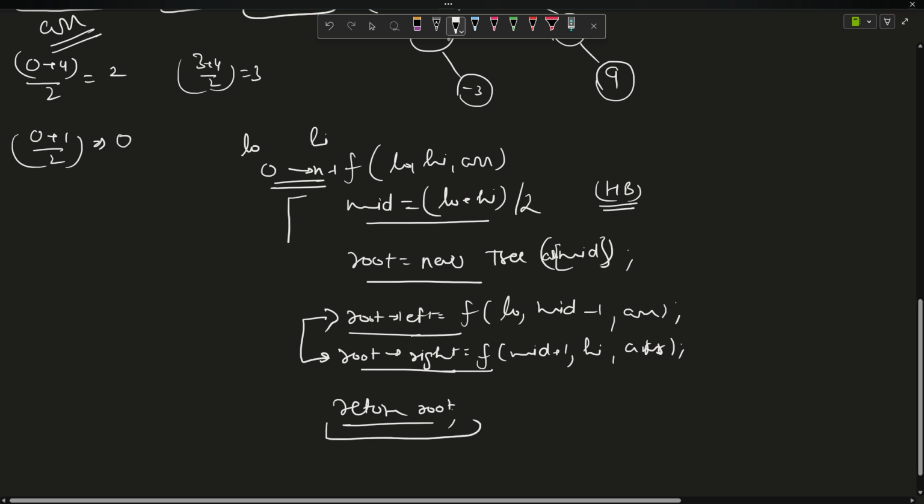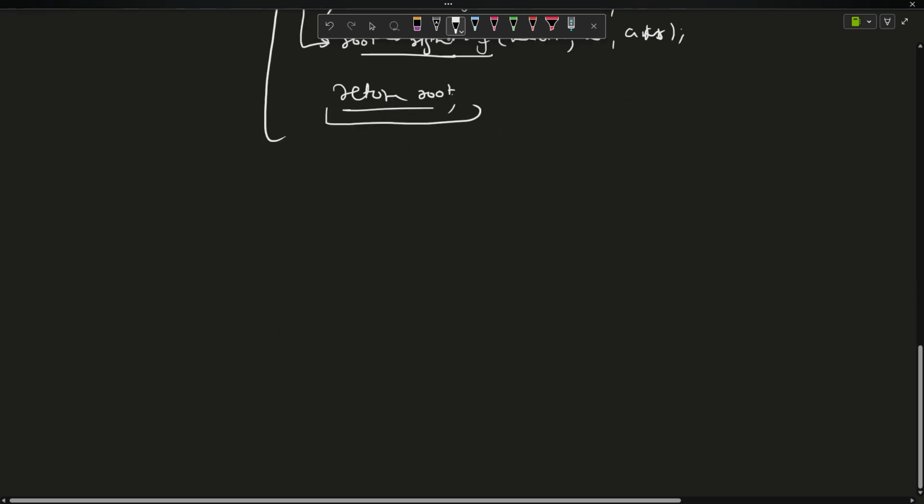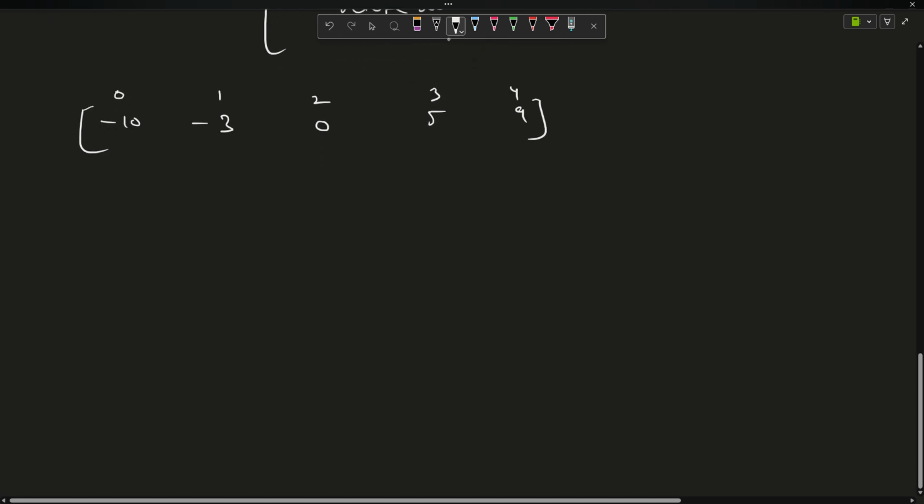Now, when will these steps occur? For every low and high. What is the constraint on low and high for these steps to occur? It is for sure something like this is happening, right? So my nodes are minus 10, minus 3, 0, 5, 9, right? The indexes are 0, 1, 2, 3, 4. When I call this function, what will happen? My first call is made from 0 to 4. My first call is made from minus 10 to 9. Mid is calculated as 2.